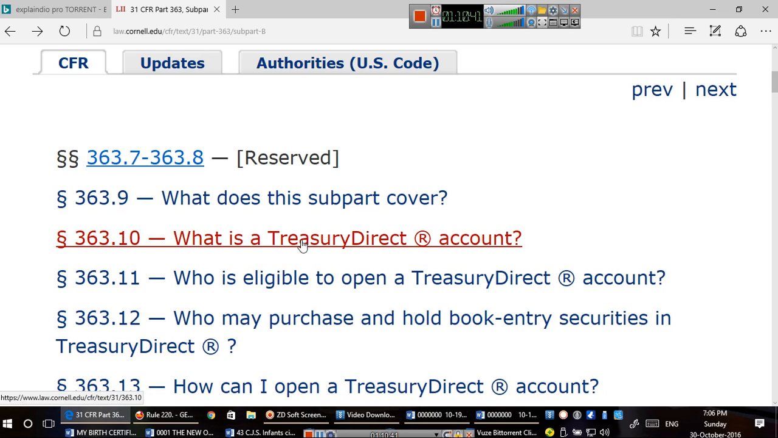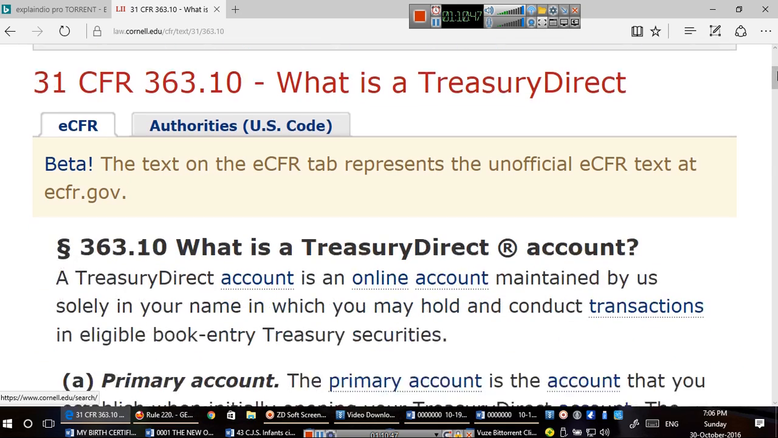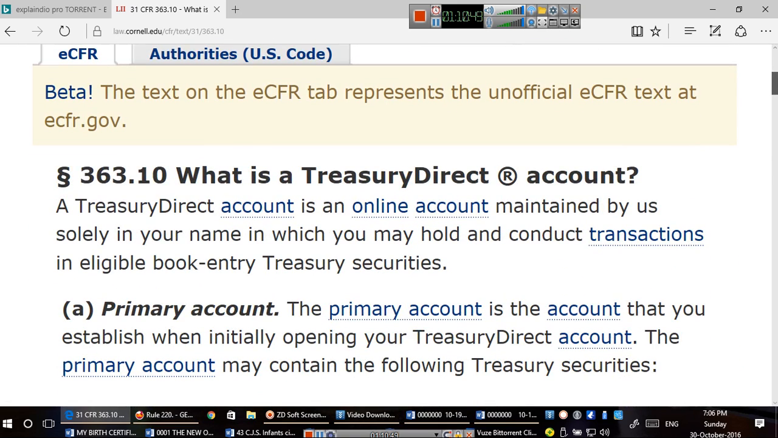Now, what is a Treasury Direct account? Let's check this out. Do y'all mind? A Treasury Direct account is an online account maintained by us solely in your name, in which you may hold and conduct transactions in eligible book entry Treasury securities.